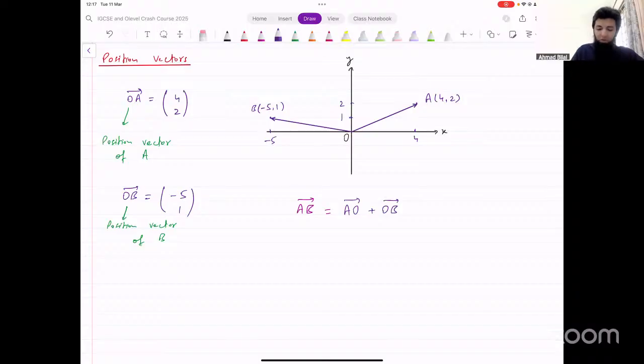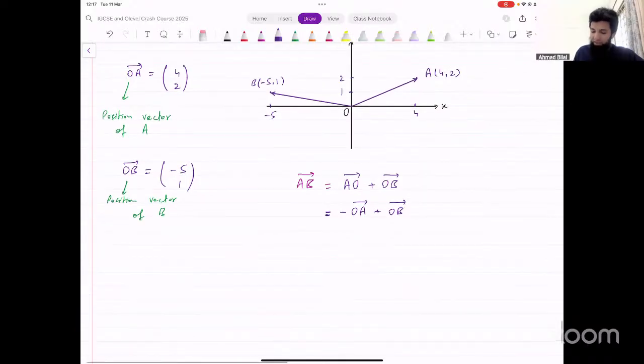Now, do I know what AO is? No, I know OA. I don't know what AO is. But OA is just negative of that. So I can say this is negative OA plus OB. And then if you rearrange this, you get OB minus OA. AB vector is equal to OB vector minus OA vector.